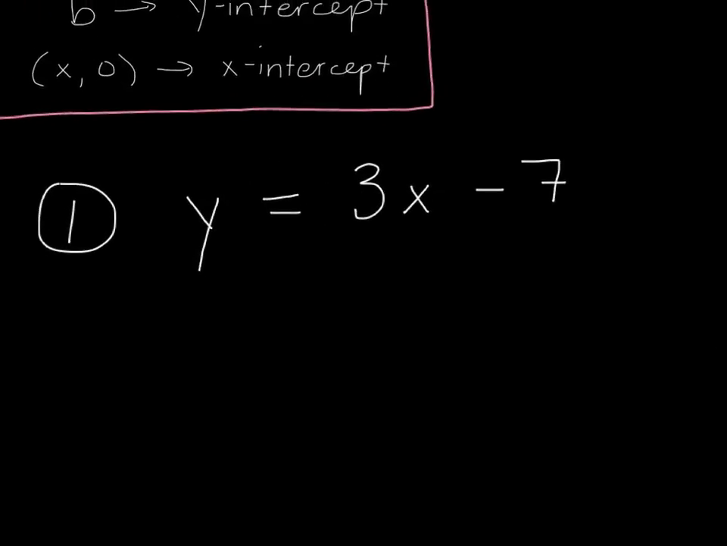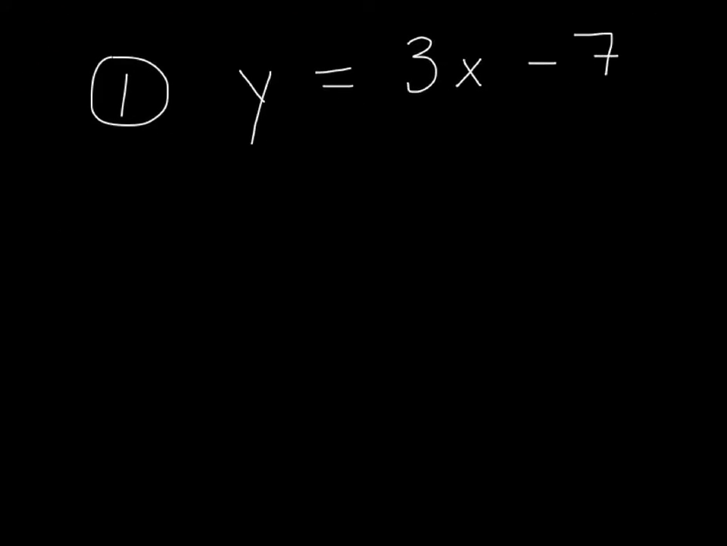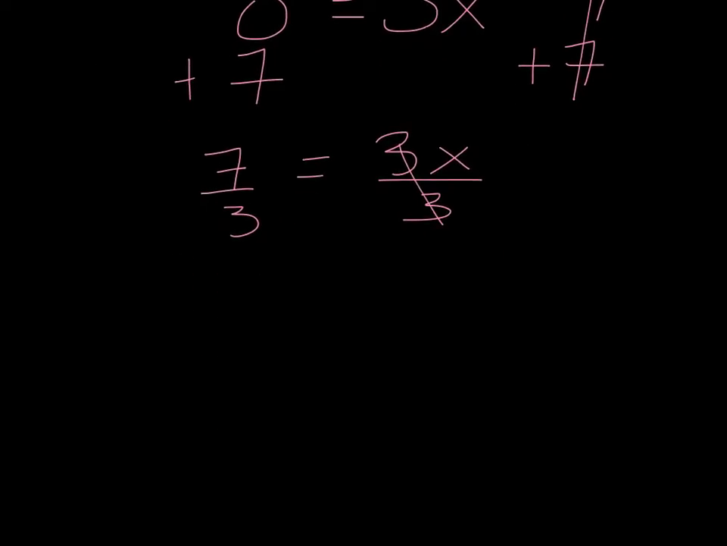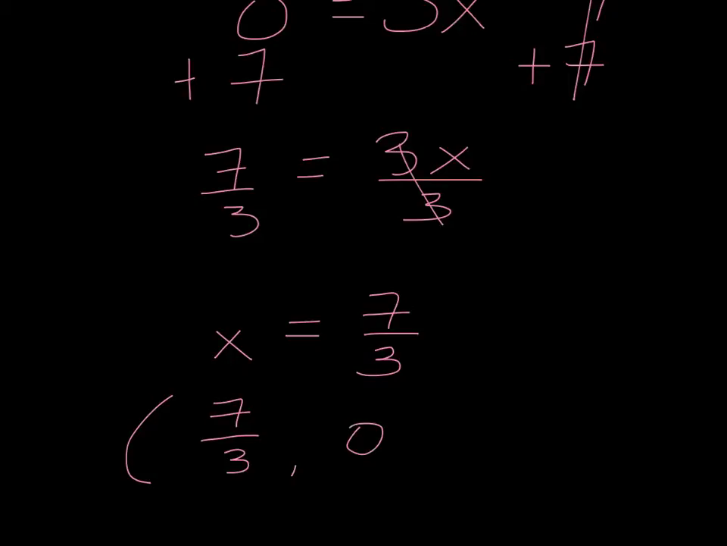If you look at number 1, if I know that y is 0, I can plug in a 0 for the y value, and then that would equal 3x minus 7. So now I just solve for x. I add 7 to both sides, I get 7 equals 3x, divide by 3 on both sides, and x is going to equal 7/3, so I could write that as a coordinate (7/3, 0). Remember that y value was 0, where the x value is 7/3.